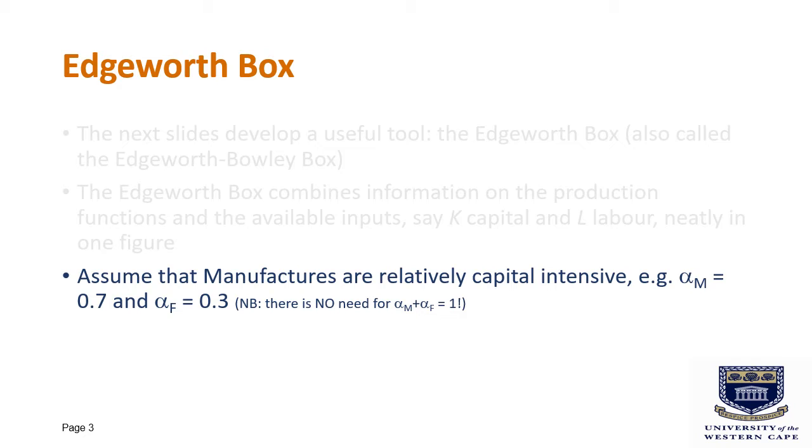So we can assume, and it doesn't really matter, that we are relatively capital intensive. We're going to assume alpha is 0.7, and that's the alpha relating to manufactures, and the alpha relating to food is 0.3. We don't necessarily need it to add up to 1 for what we are doing. In our case, we're just going to keep them adding to 1. It's not important for the Edgeworth box.